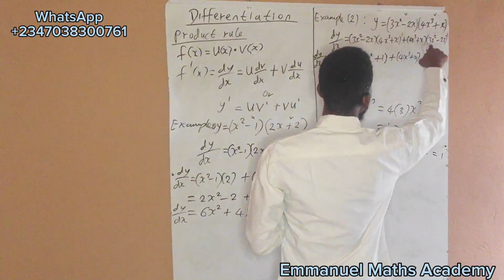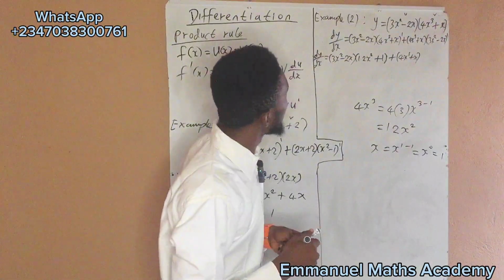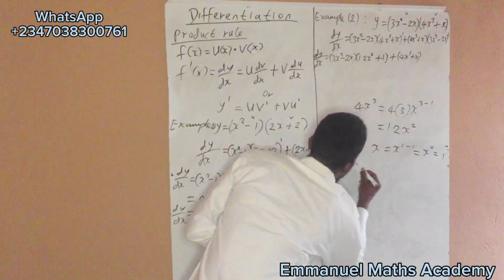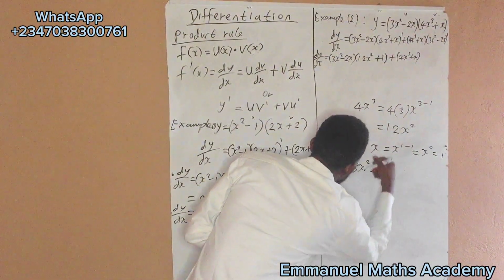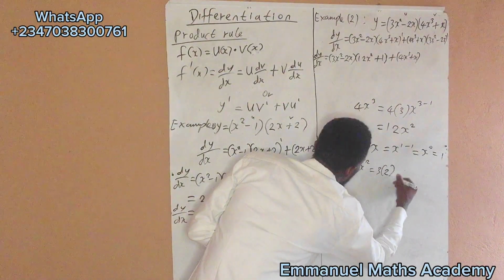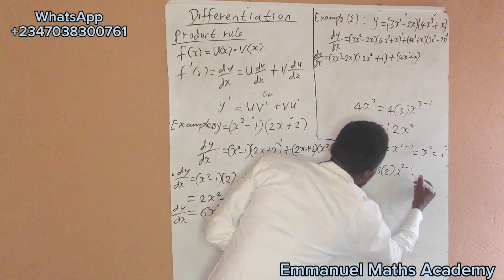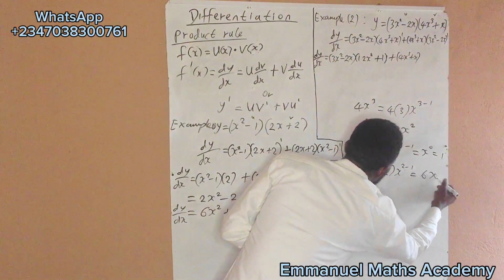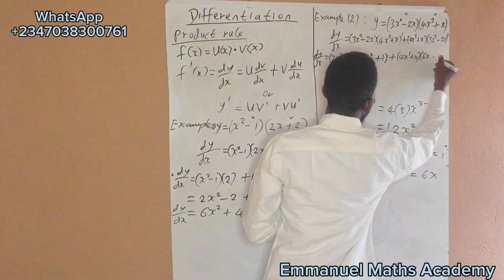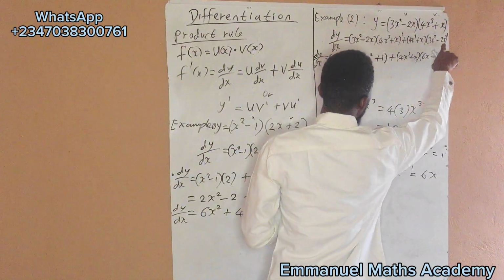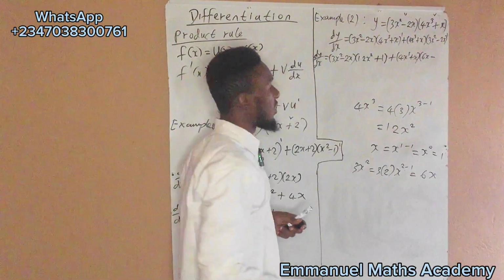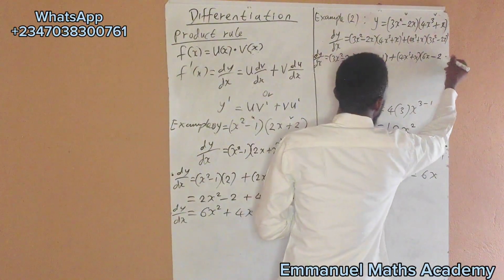When you differentiate 3x power 2, what do you get? You have 3 multiplied by the power 2, x to 2 minus 1, which is equal to what? 6x. You have 6x minus. When you differentiate 2x, you get what? You get 2.